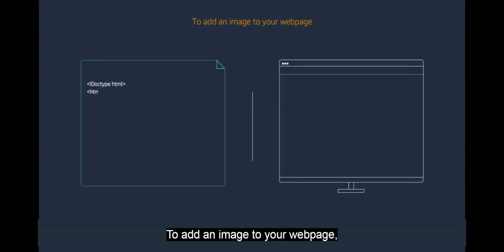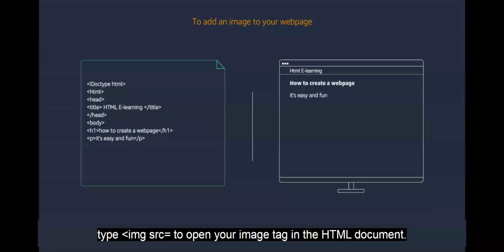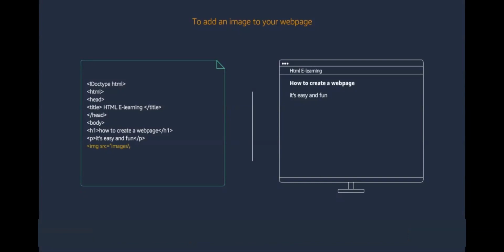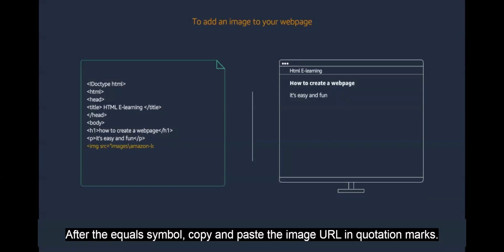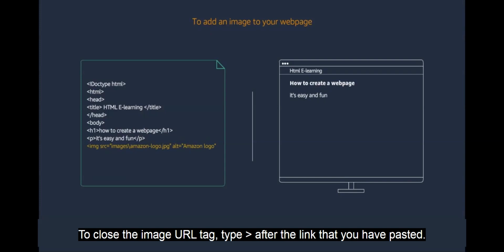To add an image to your web page, type the less than symbol, img, src equals, to open your image tag in the HTML document. After the equals symbol, copy and paste the image URL in quotation marks. To close the image tag, type the greater than symbol after the link that you have pasted.